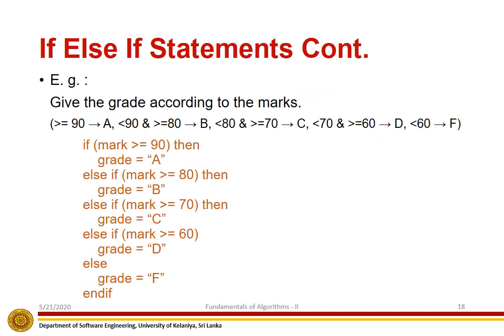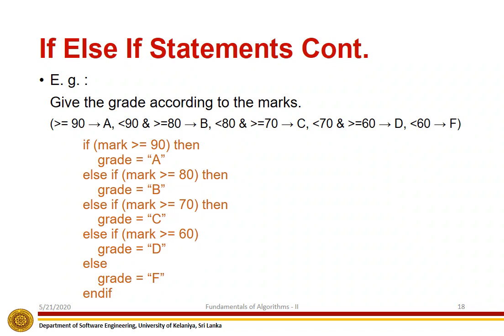This is a simple example for the if-else if structure. We have to write a block of algorithm to give grades according to the marks. If the mark is greater than or equal to 90, we give A grade. If it is between 90 and 80, B grade. 80 and 70, C grade. 70 and 60, D grade. And if the mark is lower than 60, F grade.